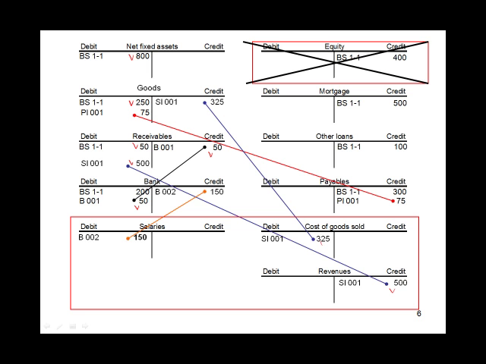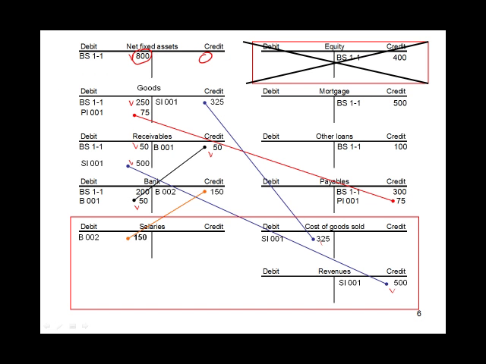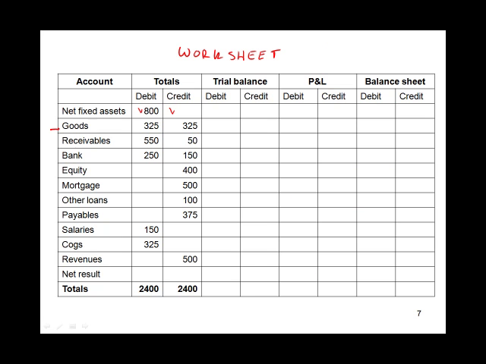We have here net fixed assets. We have 800 on the left hand side and nothing on the credit side. So we write down 800 here and nothing there. Then we go to the account goods. What do we have on the ledger account? Let's have a look. We have here 250 and 75 is 325 on the debit side and also 325 on the credit side. So we write down 325 there and 325 there.